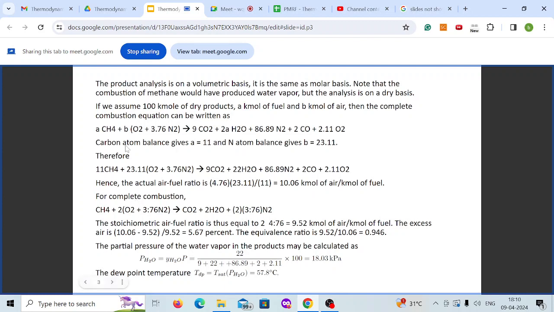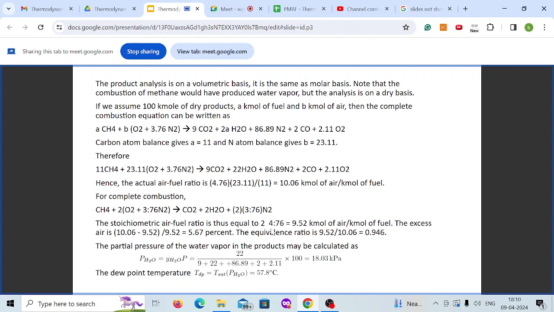So in this case, we have methane plus 2 moles of oxygen, in air, and then it forms carbon dioxide, H2O, and then nitrogen. From this you can find out the stoichiometric air fuel ratio. The stoichiometric air fuel ratio is 2 into 4.76 divided by 1, because there's 1 mole of methane which we are using. So that gives you 9.52 kilomoles of air per kilomole of fuel.